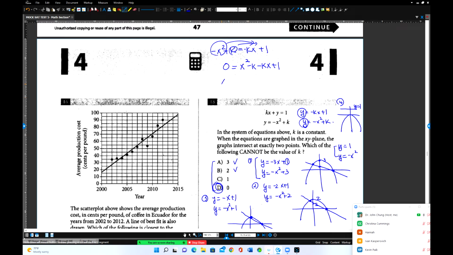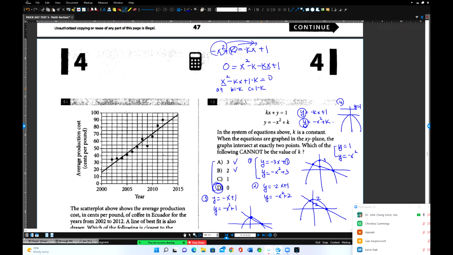Using this one, I'm going to write the x squared first. X squared minus kx, and plus 1 minus k. It doesn't matter, that is 1 minus k equals 0, okay? This is a is 1, b is a negative k, c is a constant, 1 minus k, right?